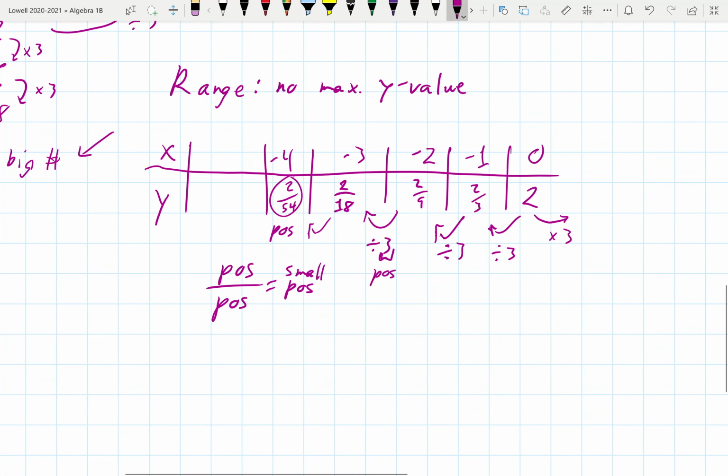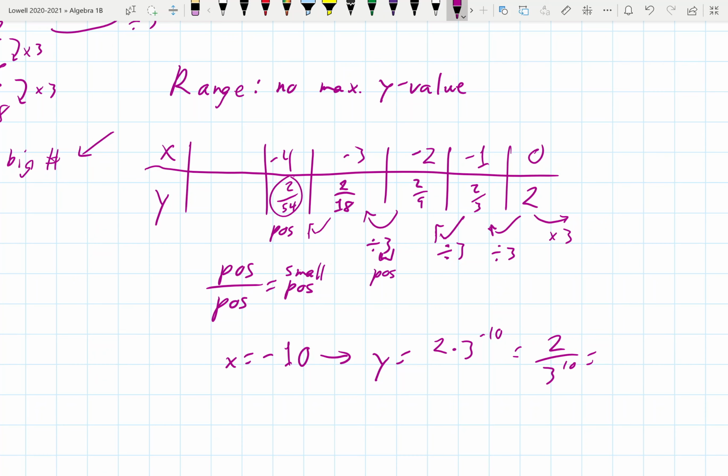So what's going to happen is, and you'll see this if you keep going further and further and further, if we suppose we plug in negative 10 for x, then our y value is going to be 2 times 3 to the negative 10. So that's really 2 divided by 3 to the 10th.